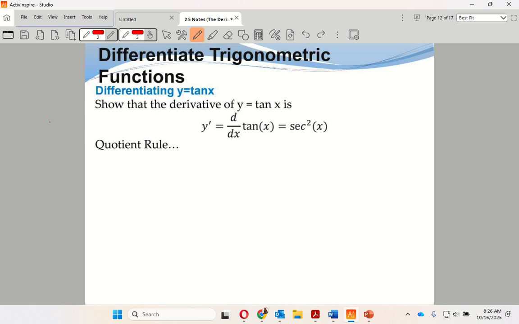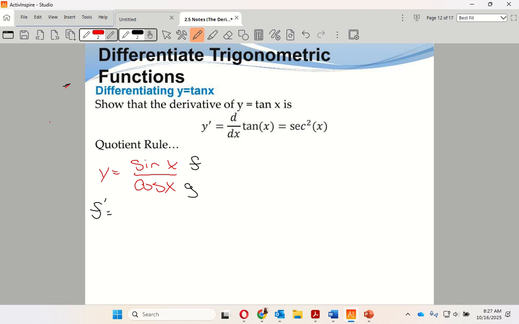So, I did this on the board the other day because someone asked it, but I want to actually add it to my video because a lot of people weren't here that day. Now, tangent. We know tangent is sine over cosine. So I could say that y is sine of x over cosine of x. And now I'm going to look at this as a quotient rule, so f and g, f prime.